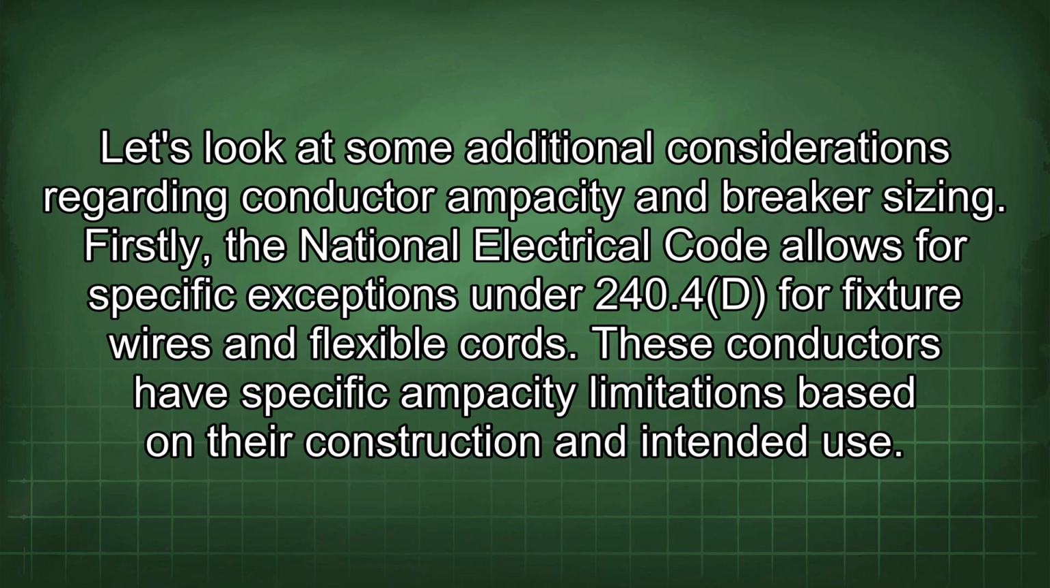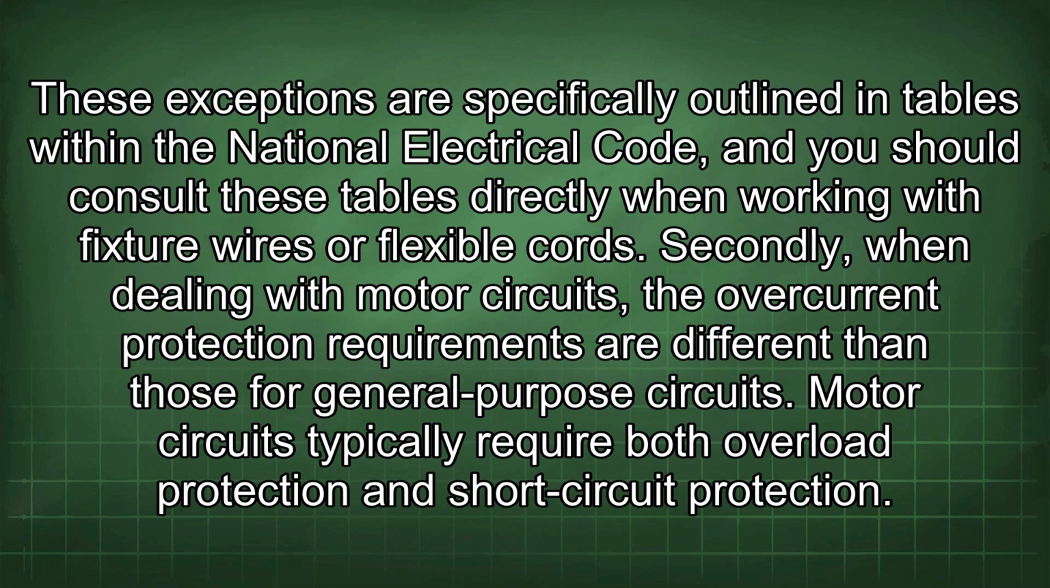Let's look at some additional considerations regarding conductor ampacity and breaker sizing. Firstly, the National Electrical Code allows for specific exceptions under 240.4(D) for fixture wires and flexible cords. These conductors have specific ampacity limitations based on their construction and intended use. These exceptions are specifically outlined in tables within the National Electrical Code, and you should consult these tables directly when working with fixture wires or flexible cords.